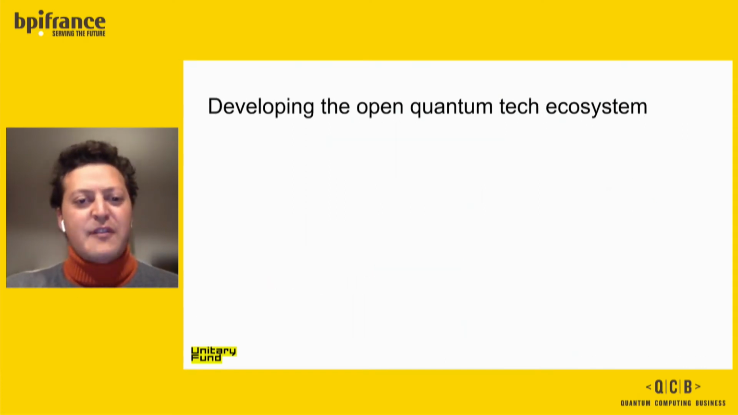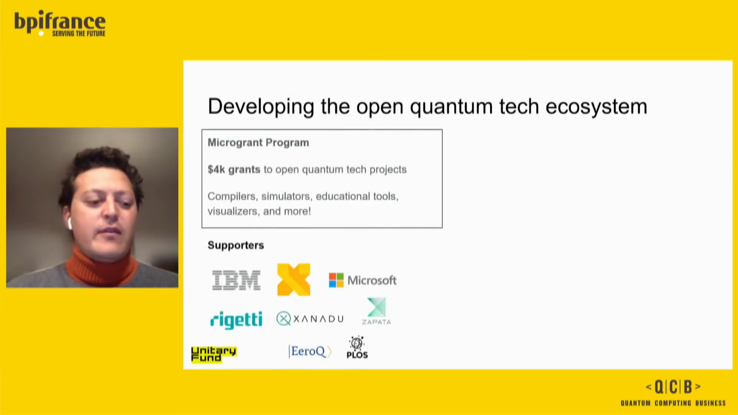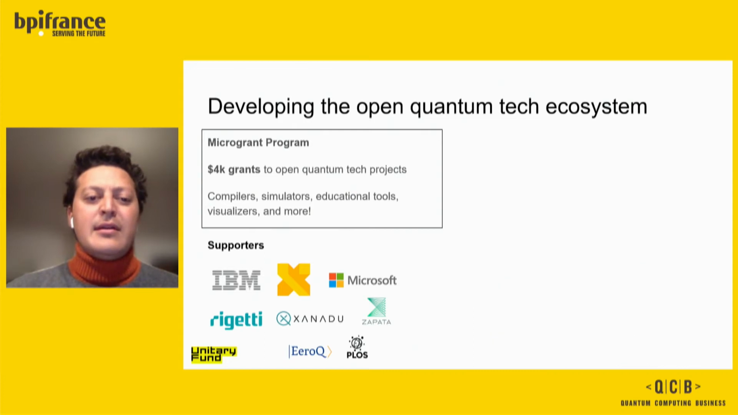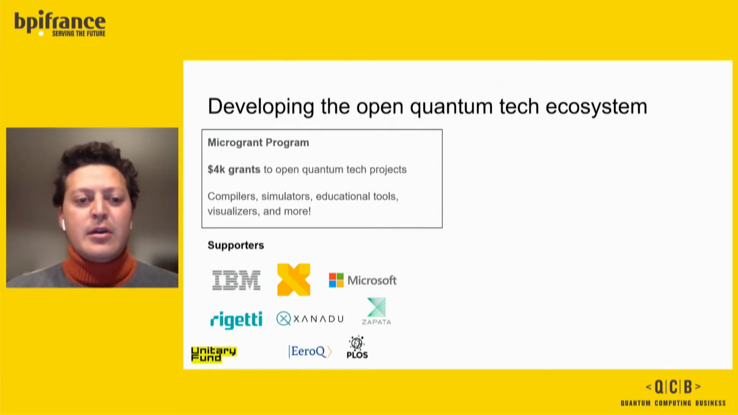What do we do at Unitary Fund practically? There are really two main things we're doing. One is we run a very simple microgrant program. These are $4,000, no strings attached grants that can be given to anyone applying. It really takes a couple of minutes to apply. I will mention some of these projects. And we're thankful to the corporate sponsors that are allowing this program to run. It's in its second year. We're fundraising for the next year.